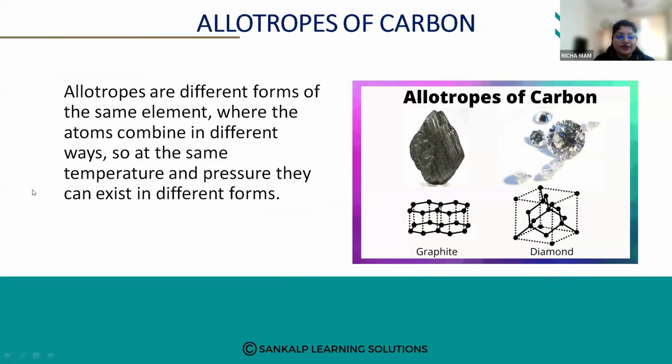Next important thing is allotropes of carbon. What do you mean by allotrope, students? Carbon is an element, and in nature it is present in different forms, having different physical properties. Now what do you mean by the word allotrope?